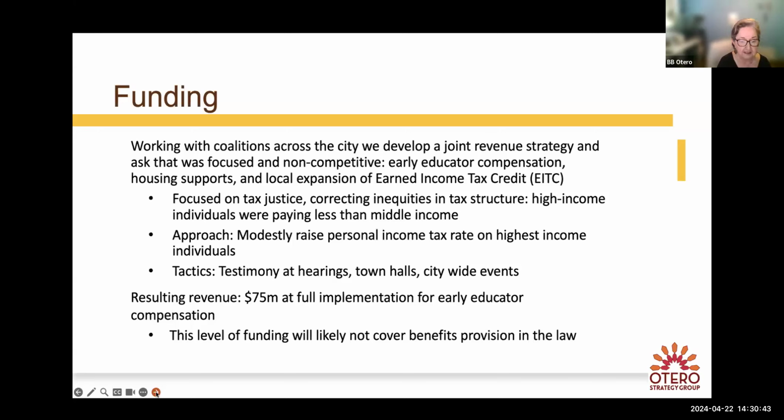And this resulted in a total of, I think, about something like $150 million in tax funds, and 75 of that then went to early educator compensation. So this is a recurring tax. It's a wealth tax, and it provided a significant amount of money for a compensation strategy.